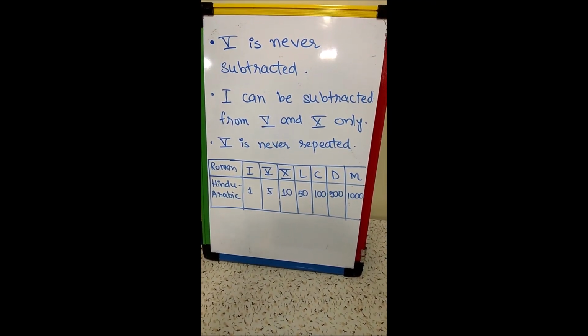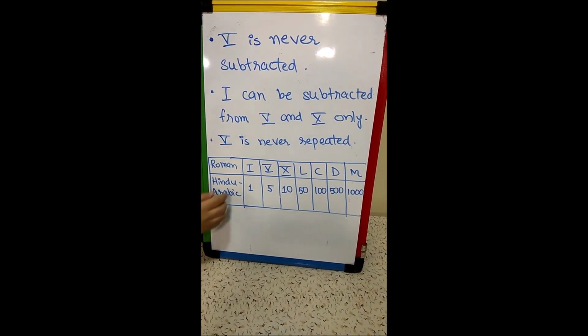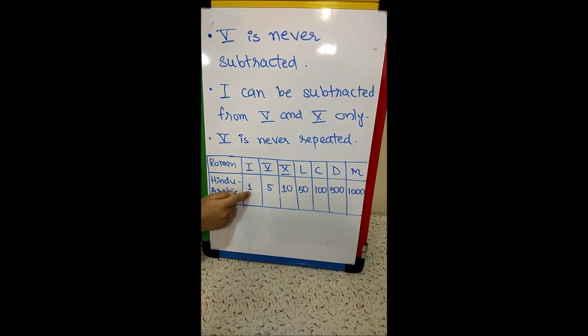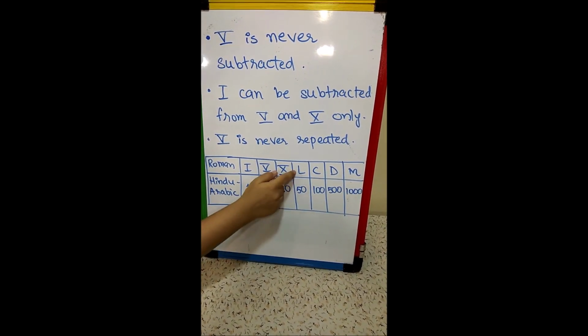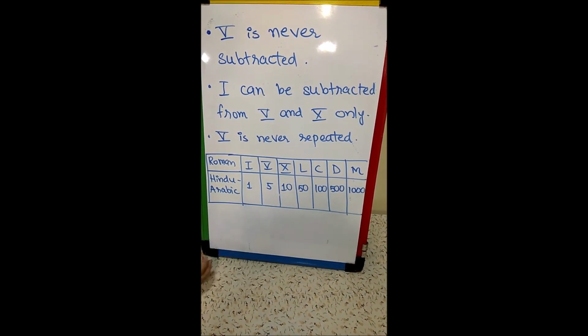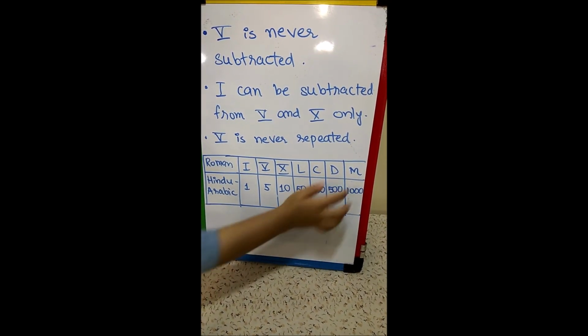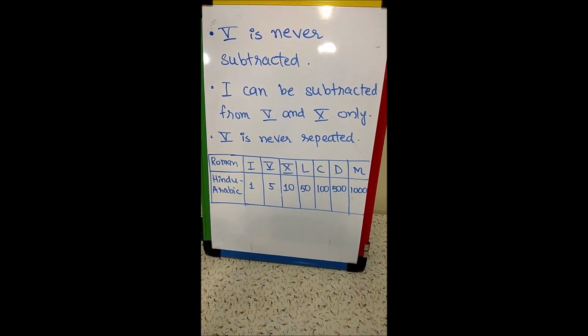Here are some letters with the Hindu Arabic numbers. For I, we know that I stands for 1. Similarly, V stands for 5, X stands for 10, the Roman of 50 is L, 100 is C, 500 is D, and the Roman of 1000 will be M. So here are some Roman numerals of different numbers.